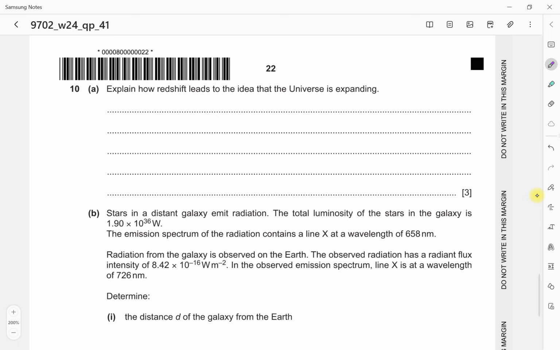Okay, last question. I think I've used a lot of time. Explain how redshift leads to the idea that the universe is expanding. This is almost the same question every day.